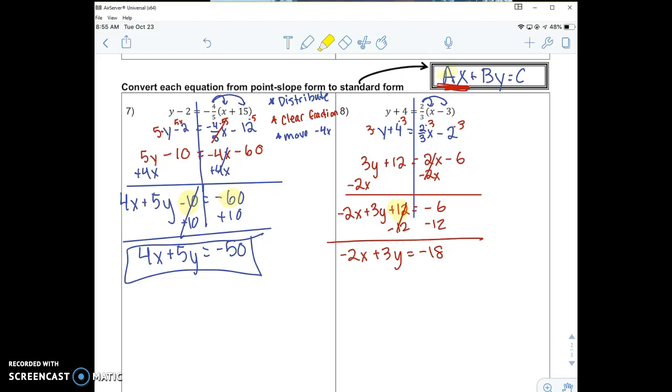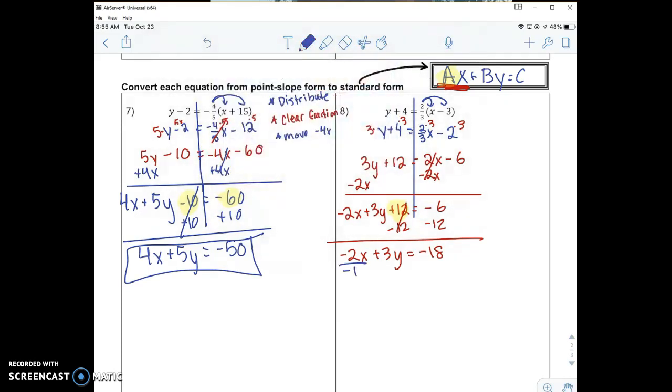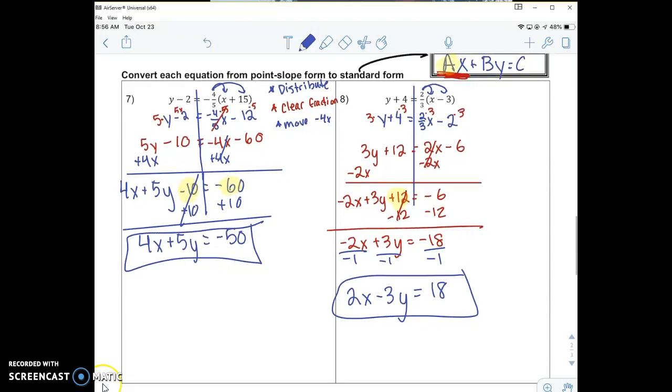Lastly, one of our rules for standard form was that the first number cannot be negative. So to get rid of that negative, I need to divide everything by negative 1. And this leaves me with positive 2x minus 3y is equal to positive 18. This is in standard form. All my coefficients are whole numbers, and my a value, or the number in front of x, is positive.